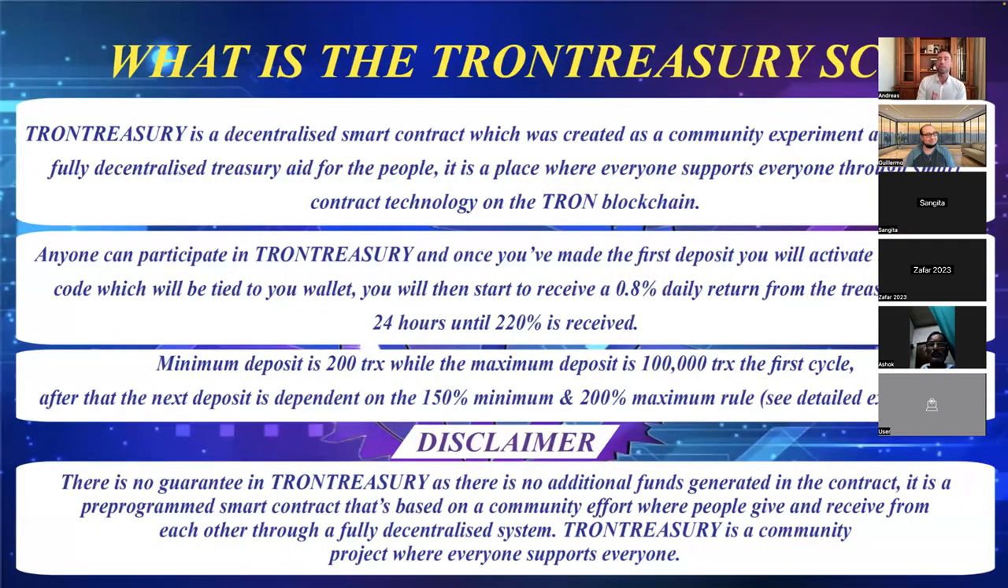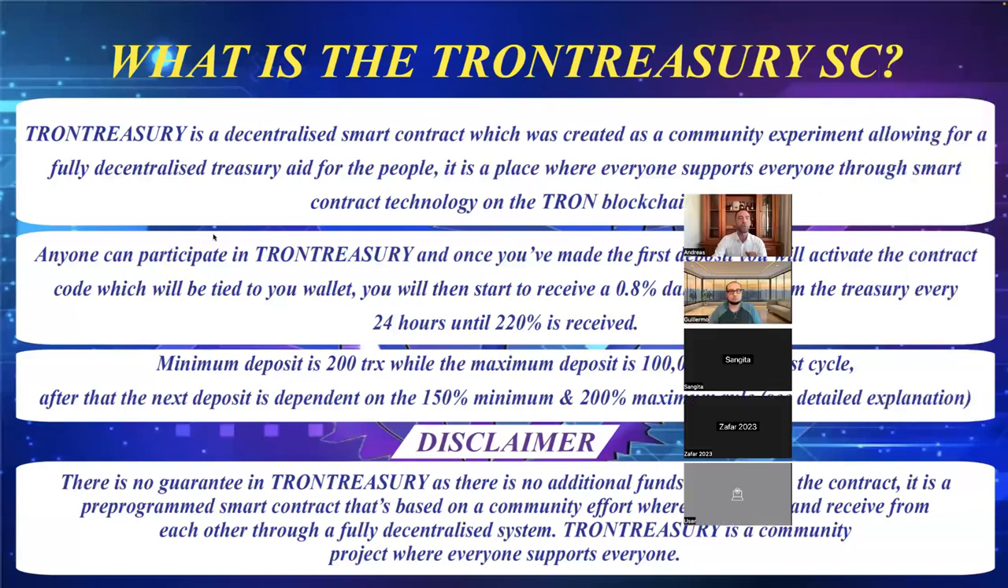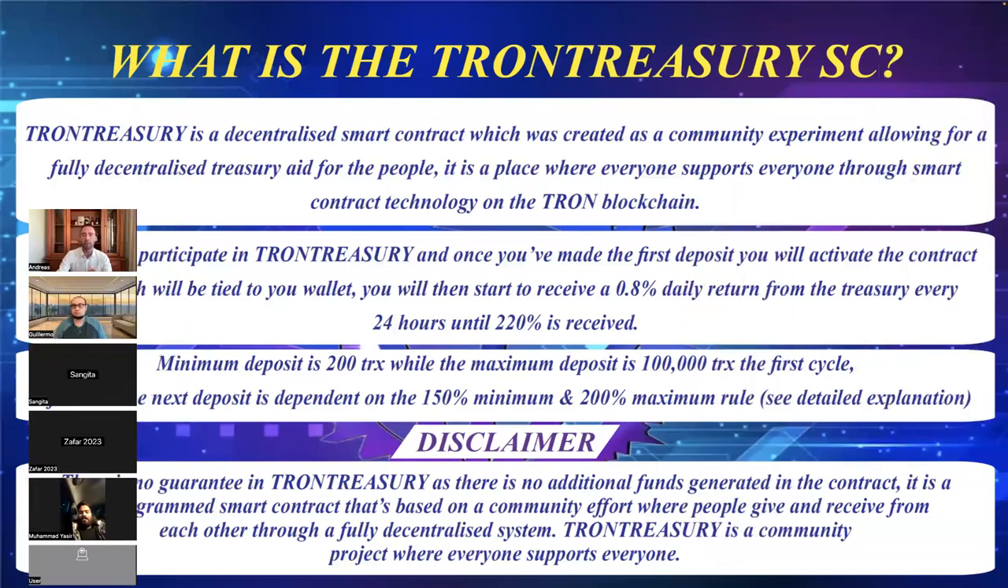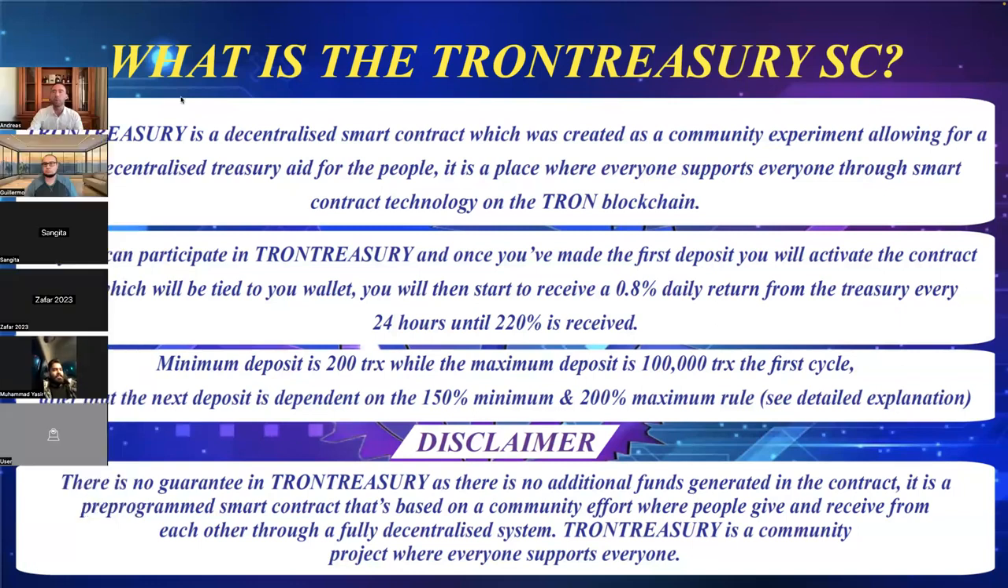So what is the Tron Treasury smart contract then? Well, this is a decentralized smart contract which was created as a community experiment, allowing for a fully decentralized treasury aid for the people. It is a place where everyone supports everyone through smart contract technology on the Tron blockchain. Now, anyone can participate in Tron Treasury, and once you've made your first deposit, you will activate the contract code, which will be tied to your personal wallet.